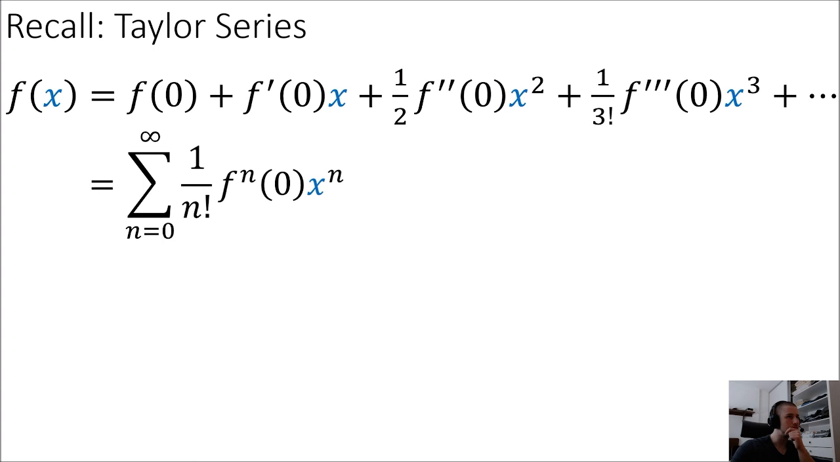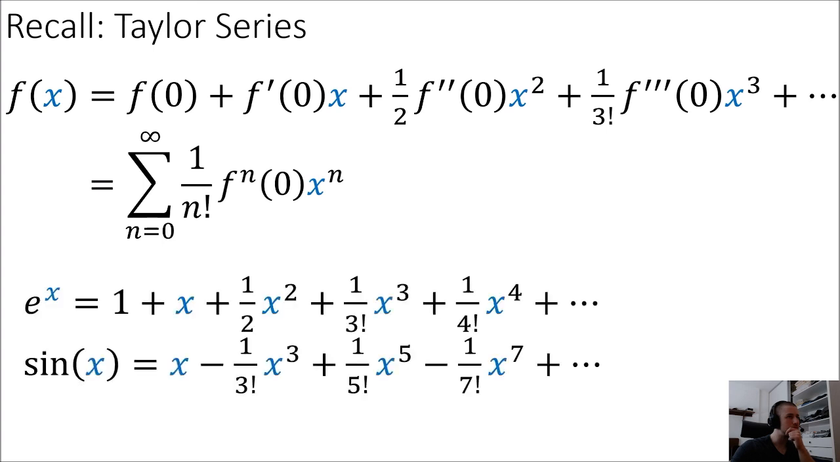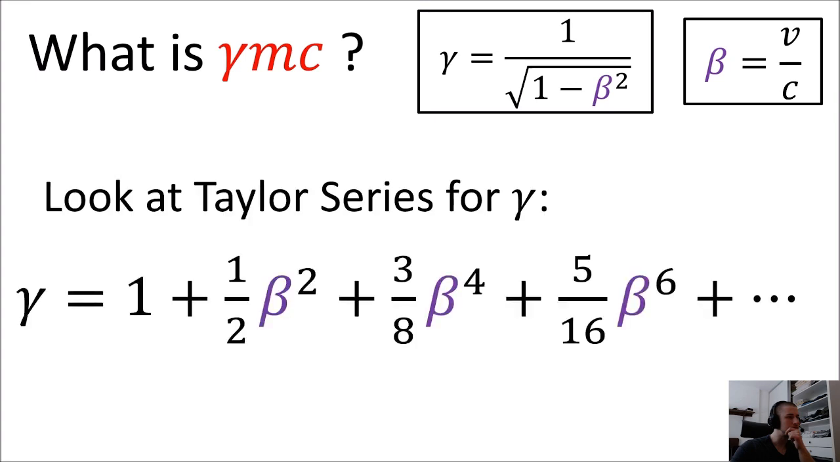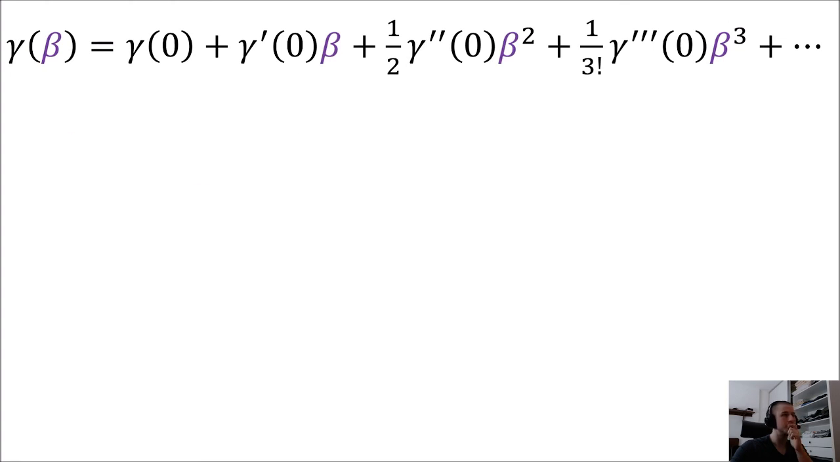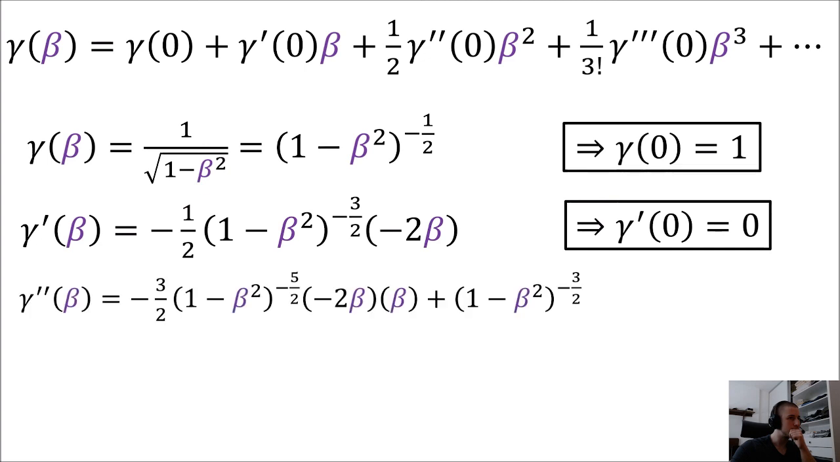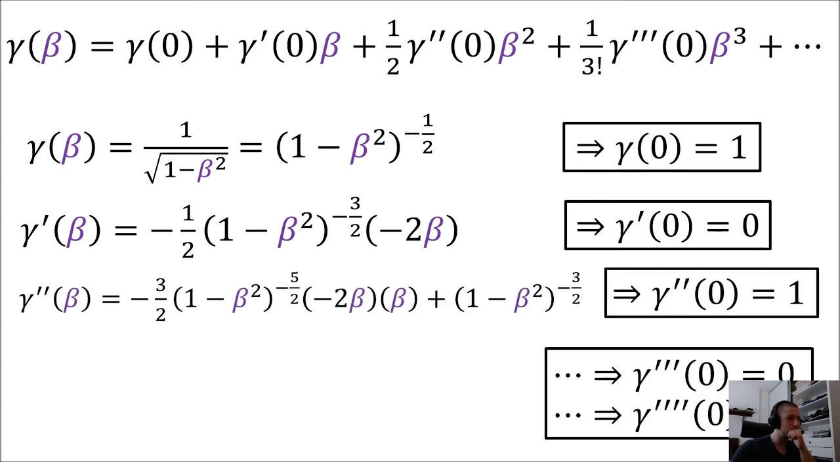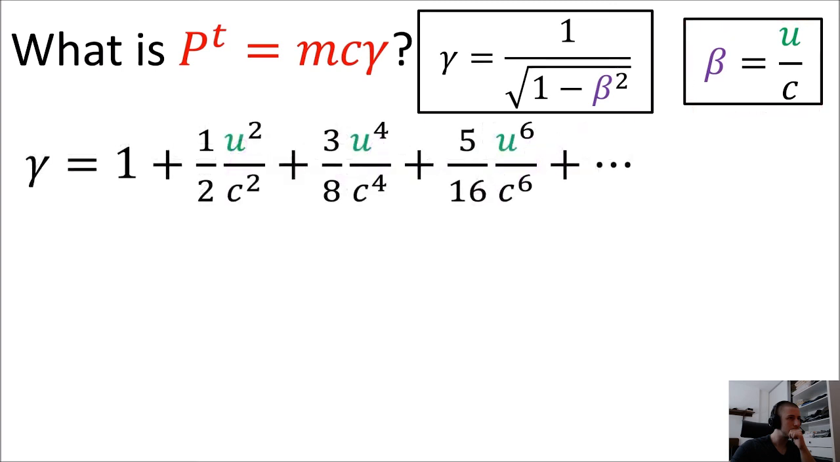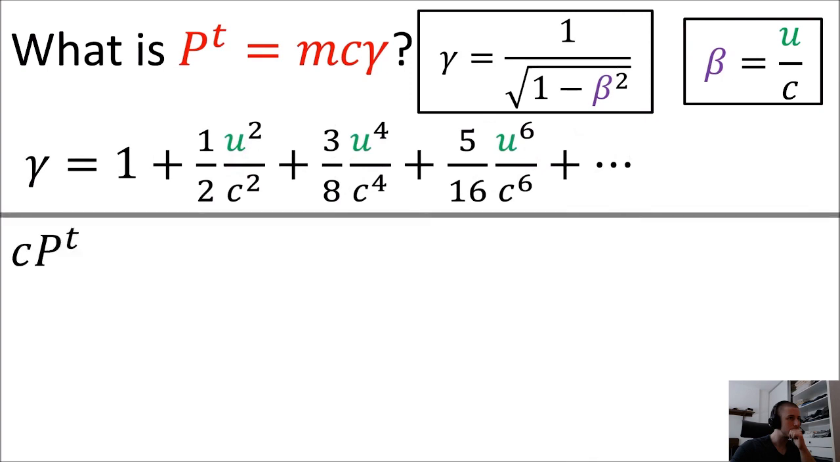You might already be familiar with the Taylor series of e to the x, sine of x, and cosine of x. It turns out that the Taylor series for gamma as a polynomial in beta looks like this. If you want to prove this, you can calculate the coefficients by taking derivatives of gamma with respect to beta and then evaluating them at beta equals 0. Now recall, beta is just a fraction of the speed of light, u over c, so we can substitute that in for beta. And if we take the time component of 4-momentum and multiply it by c, we get m times c squared times gamma.